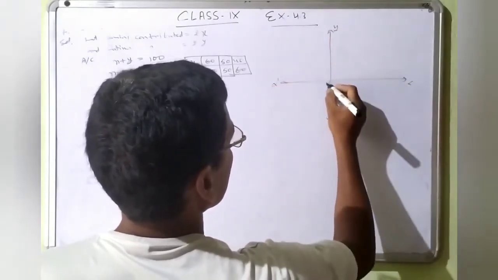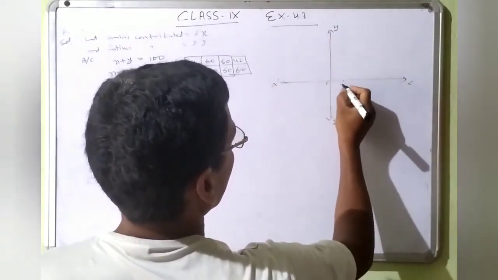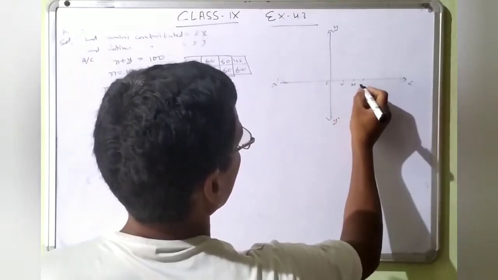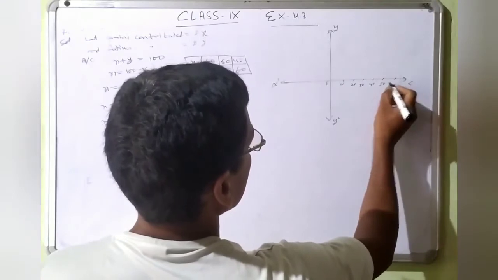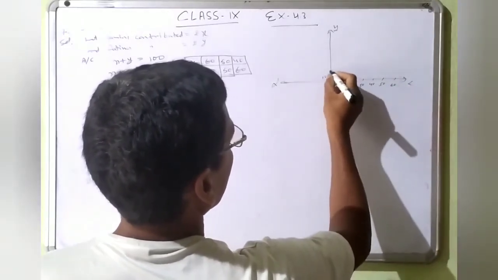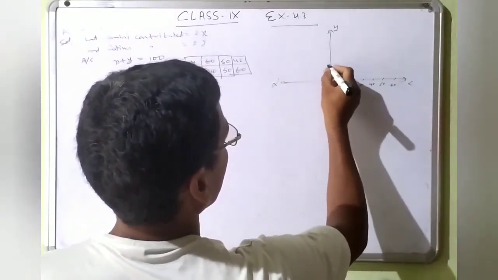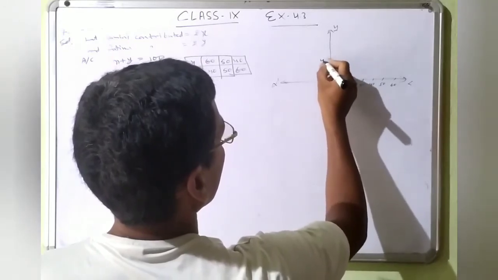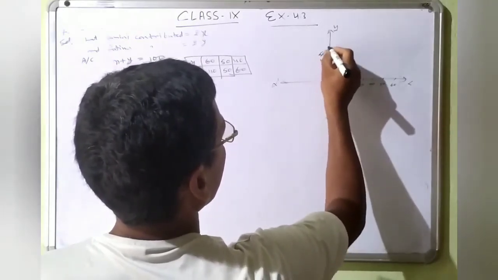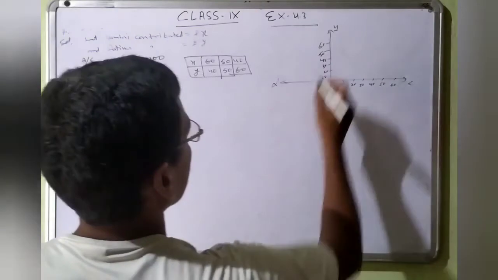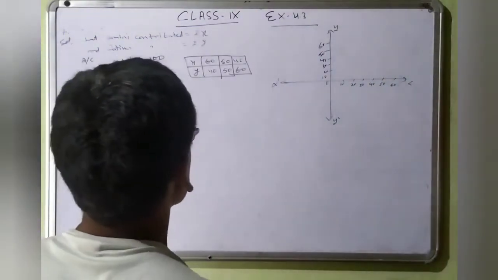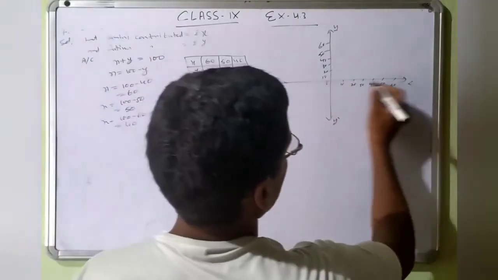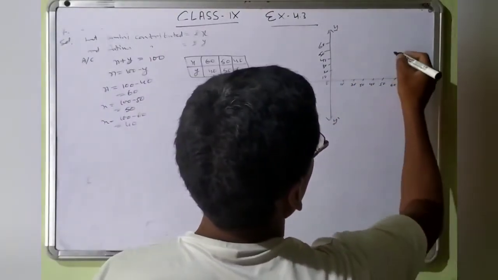Y-axis: 0, 10, 20, 30, 40, 50, 60. Then 10, 20, 30, 40, 50, 60, because the maximum is 60. So first is 60, 40, 60 and then 40.